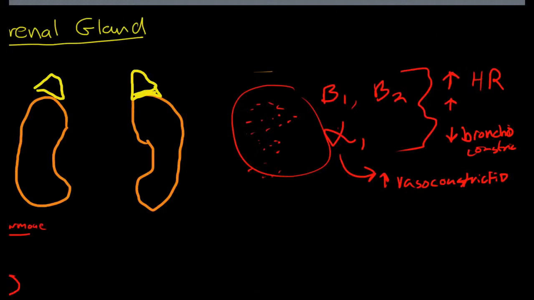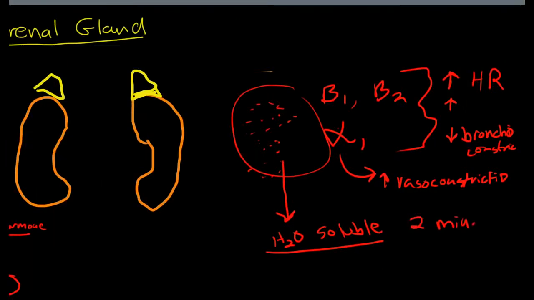Now, epinephrine and norepinephrine are water soluble, so they can travel through the bloodstream without a carrier. They have a very, very short half-life of about 2 minutes, and they need a second message system for information to get from the outside of the cell into the inside of the cell.